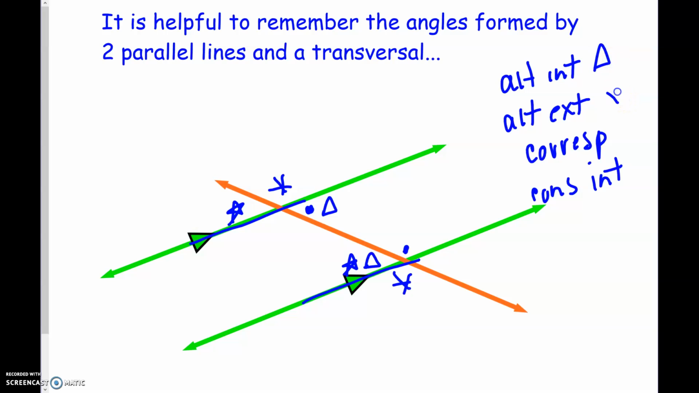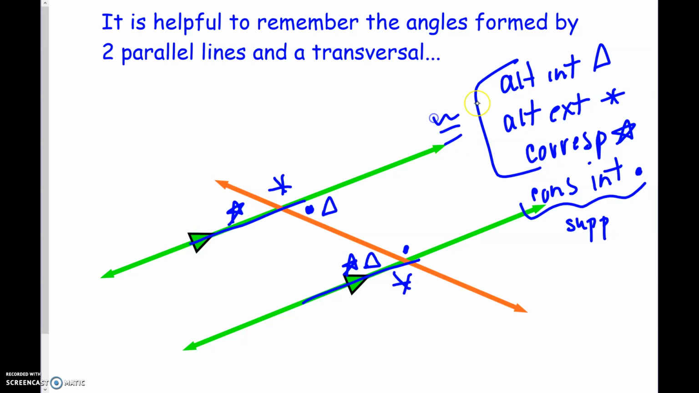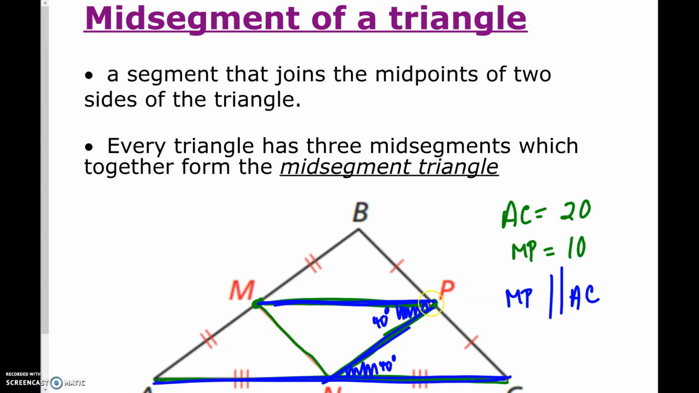Our alternate interiors here were the triangles. The alternate exteriors were that star. Corresponding angles were this star, and consecutive interiors were our dots. Remember, the consecutive interiors are supplementary, and the other three are congruent. What we ended up using in this one is that when these two lines are cut by a transversal and the alternate interior angles are congruent, that makes those two lines parallel.